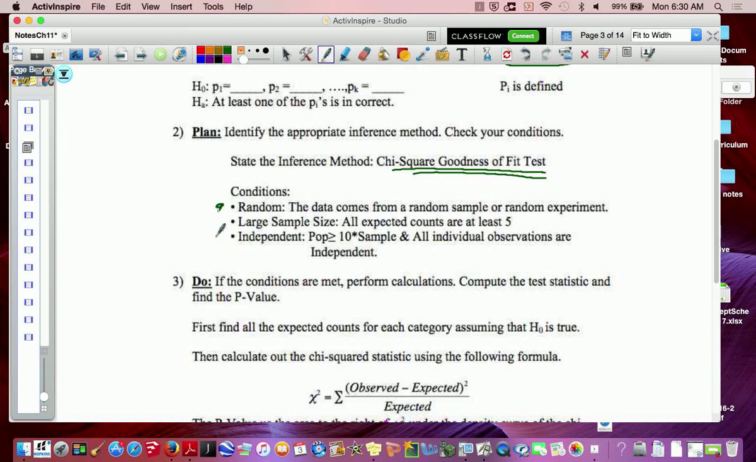So random and independent basically stay the same, but what we talk about instead of being normal is we need to make sure our sample size is relatively big. We want to make sure all the expected counts are at least 5. There's a difference between the observed counts and expected counts, and we'll show you how to calculate the expected counts. It's not actually a hard thing to do, but you basically take the proportion of what you would expect and times it by the sample size to get your expected amounts.